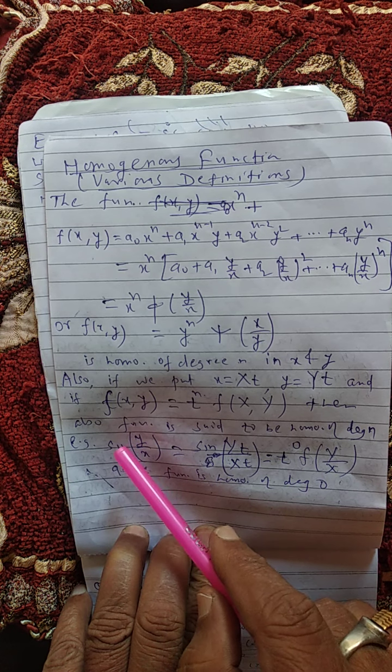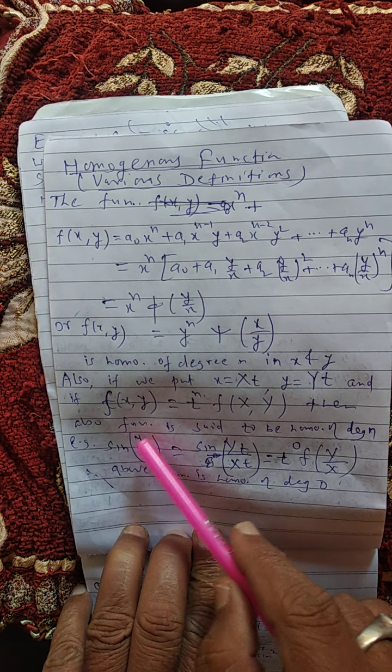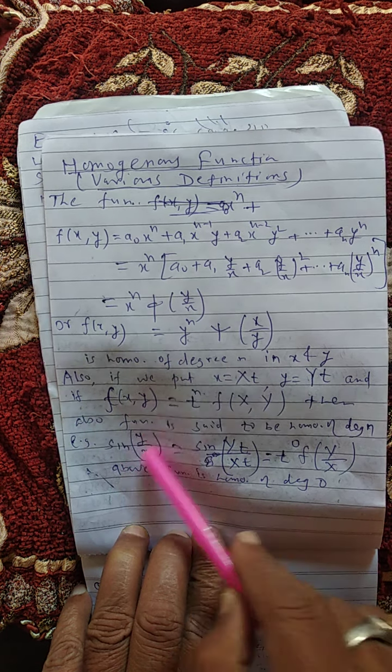Actually here we cannot add the powers of y by x because the function is sine of y by x. It is not sine into y by x. It is sine of y by x. And therefore this f(x,y) is sine of y by x, and capital F(X,Y) is sine of, replacing y by yt and x by xt, that is f of y by x into t raised to 0. And therefore this function is homogeneous of degree 0.